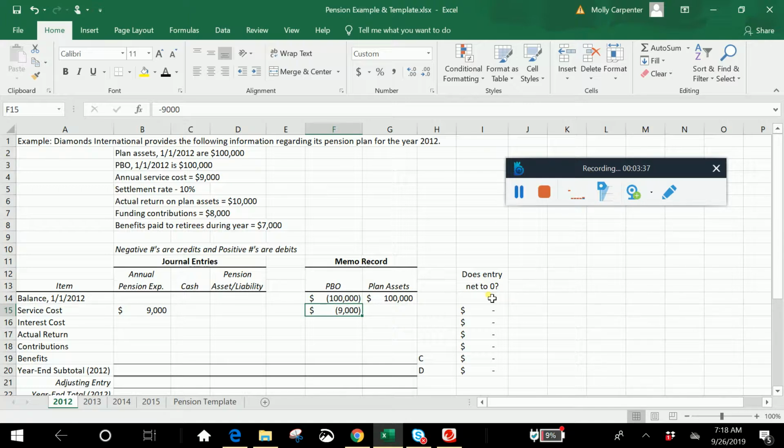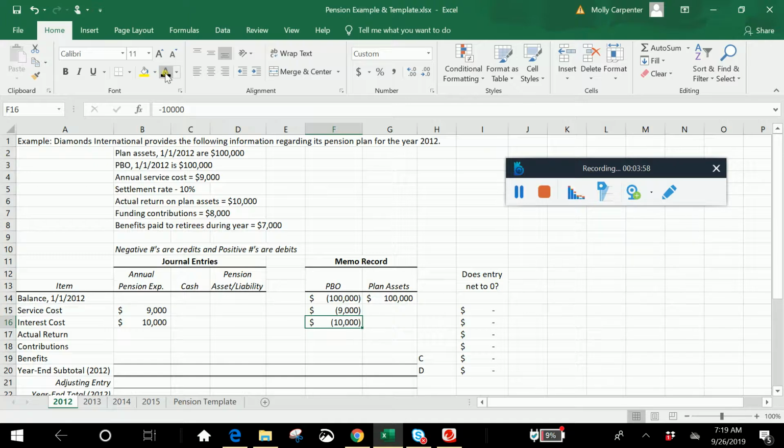They tell us that the settlement rate is 10%. We know that the settlement rate is the interest rate on the PBO, and we're going to take the beginning of the year balance on the PBO times the settlement rate to determine how much interest cost is, and that's $10,000. The offset is to an increase to the PBO.